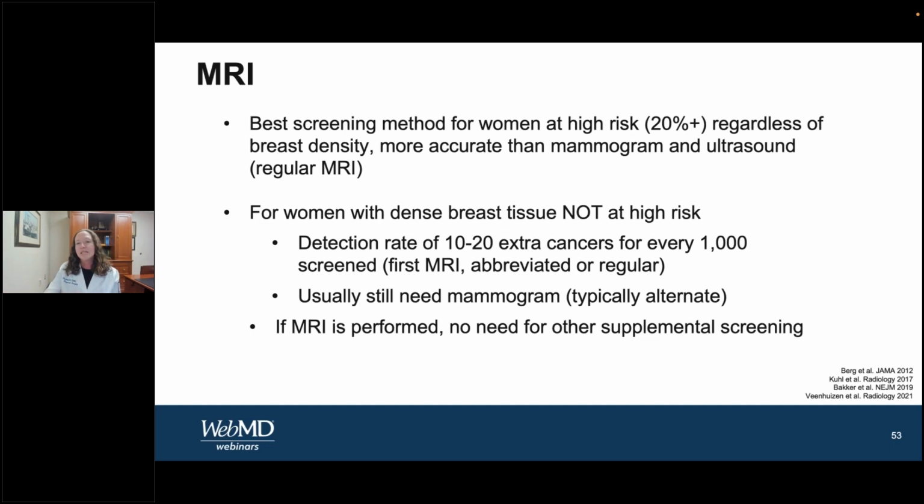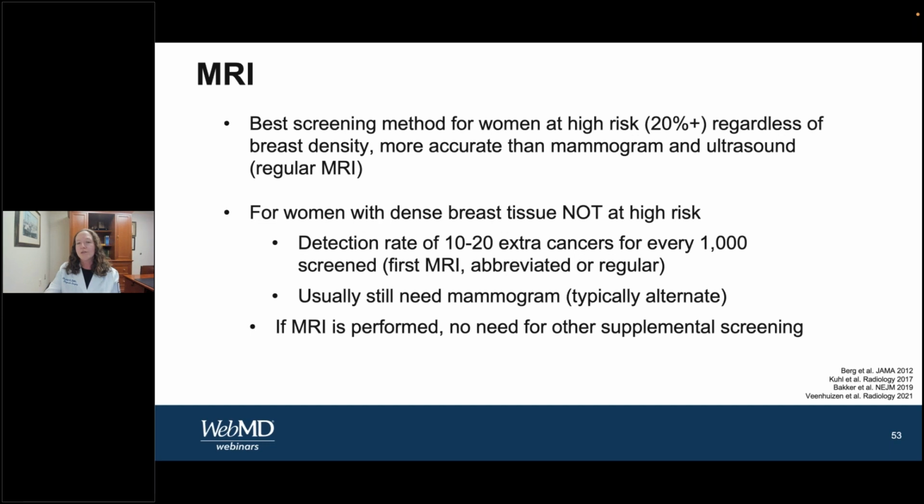But for women who have dense breast tissue but are not at high risk for breast cancer, we also know that MRIs have an additional cancer detection rate of 10 to 20 cancers for every 1,000 women screened. So higher, definitely much higher than the additional cancer detection rate with 3D mammograms or ultrasound. And that's the number for when a woman undergoes her first MRI exam. And that's either with abbreviated MRI or a regular full MRI. That number comes down a little bit if you undergo MRIs every year, but it's still higher than what we see with 3D mammograms and ultrasound.